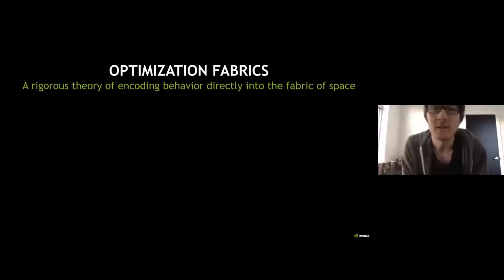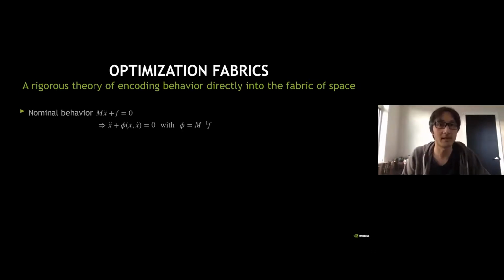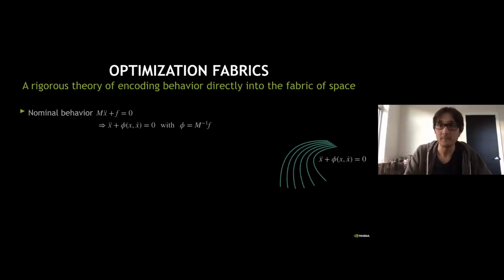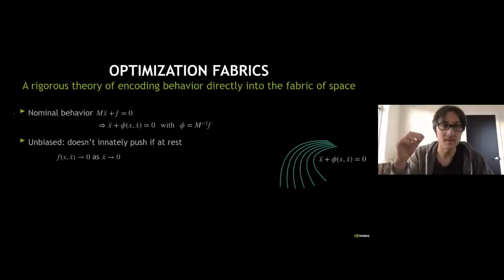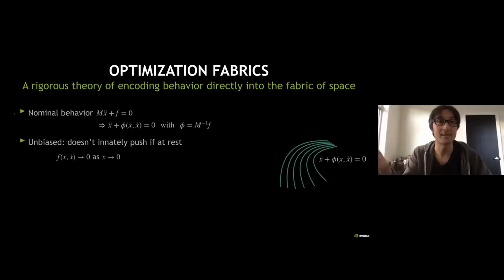So what we developed was something called optimization fabrics. Optimization fabrics are the broad space of these differential equations. You can think of them intuitively as starting with a nominal behavior, like this here. This nominal behavior is just a differential equation that defines what the system wants to do in the absence of anything else. And in particular, it's what we call unbiased, as in the system comes to a rest, and that fabric itself isn't trying to push the system anywhere.